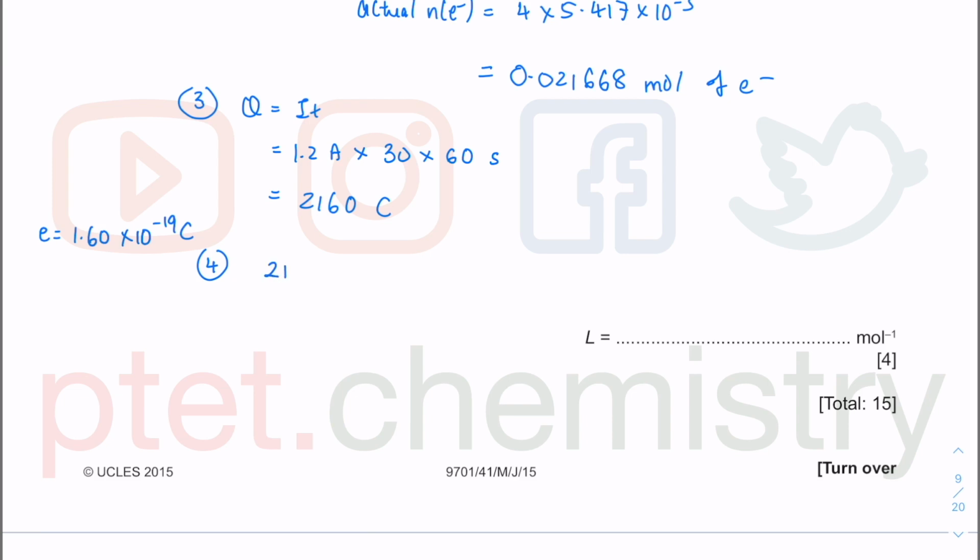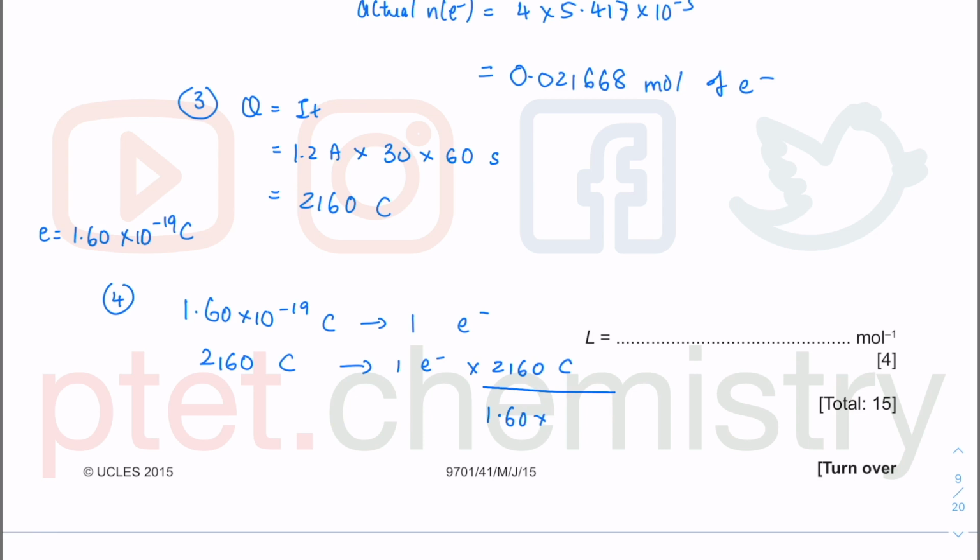So, 2160. Nope, that doesn't make sense. 1.60 times 10 to the minus 19 coulomb is for one electron. So 2160 coulomb is for how many electrons? Yeah, that seems to be the right way around. For direct proportion, you have a greater number of charge, that means you must have a greater number of electrons. So 2160 divided by 1.6 times 10 to the minus 19, I get 1.35 times 10 to the 22 electrons. This is the number of electrons.